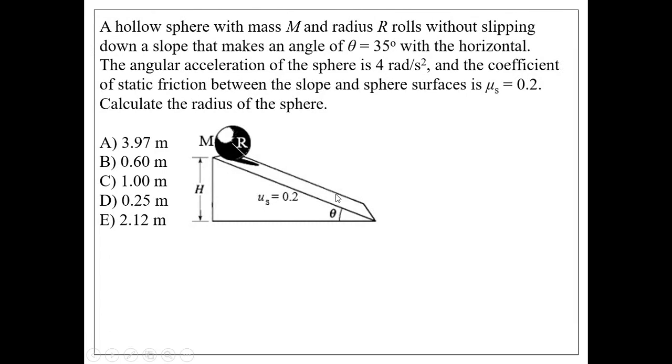You have a hollow sphere that's rolling down. Coefficient of friction is given here. Angle is 35 degrees. And then the angular acceleration here is given as 4 rad per second squared. And it wants us to calculate the radius of this particular hollow sphere.